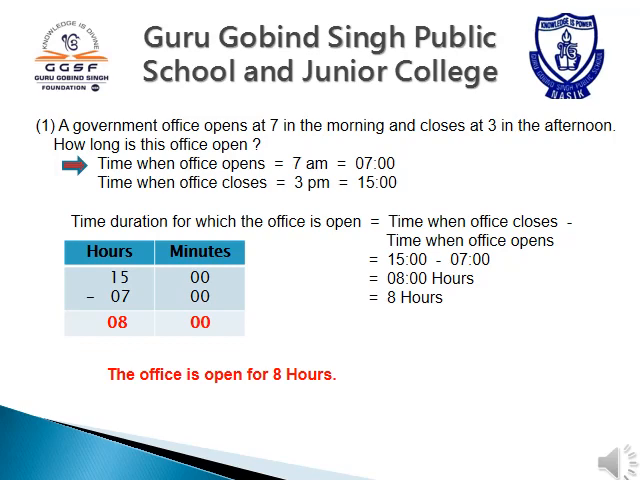pm means 15:00. Students, I have told you that when we are solving the word problems on time measurement, most of the times we have to convert the 12-hour clock time into 24-hour clock time. Here I have done the same. I have converted this 3 pm into 15. The time duration for which the office opens is equal to time when office closes minus time when office opens, means 15 minus 7 is equal to 8 hours. So the office opens for 8 hours.